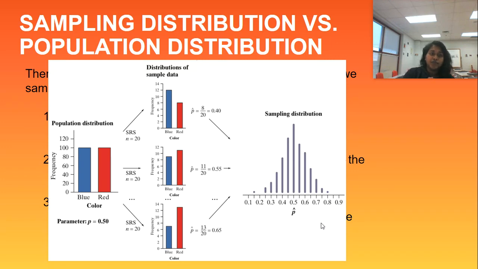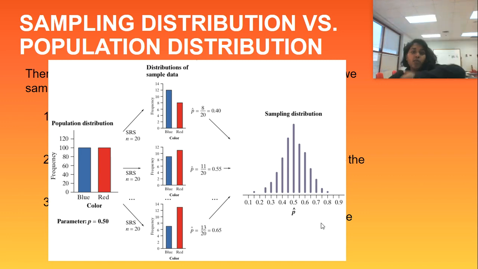Here are our three different types of distributions. We have a population distribution on the left-hand side, where you see a frequency bar graph. Then we have distributions of sample data. I did an SRS of size 20 on the top, another SRS of 20 in the middle, and an SRS of 20 on the bottom. But what do you notice about that p hat value? I think we're associating p with red in this example. Our p hat value of the top one is 8 out of 20, then 11 out of 20, and 13 out of 20. So you can see these are each individual sample sets.